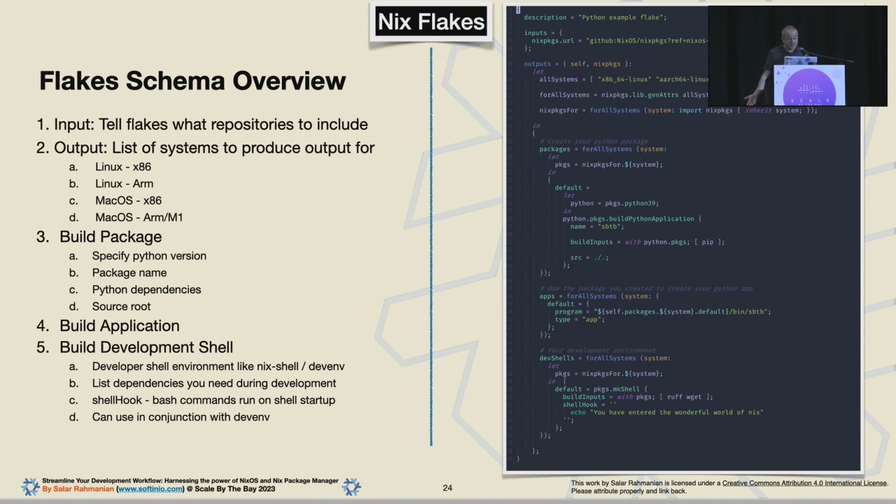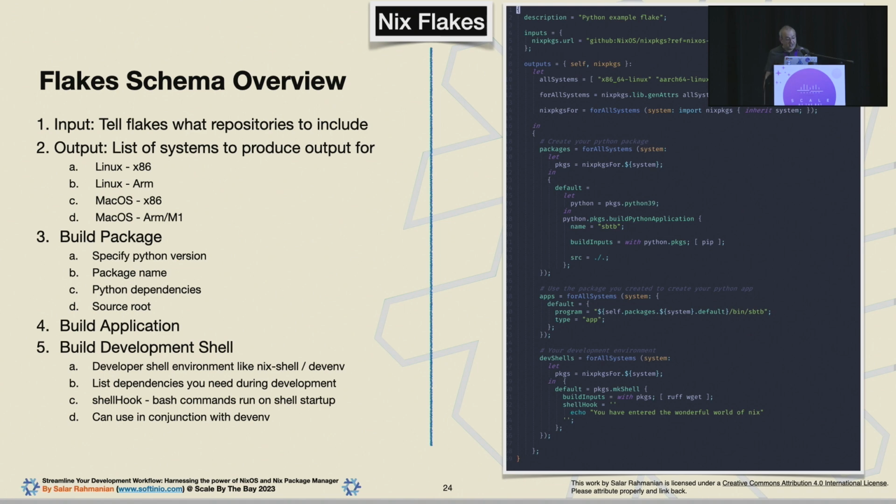We choose the version of Python we want. Here, I've chosen version 3.9 deliberately so that it's different to my earlier examples. The build input list, again, includes the list of the dependencies you need, and the SRC shows where the root of your Python application is.